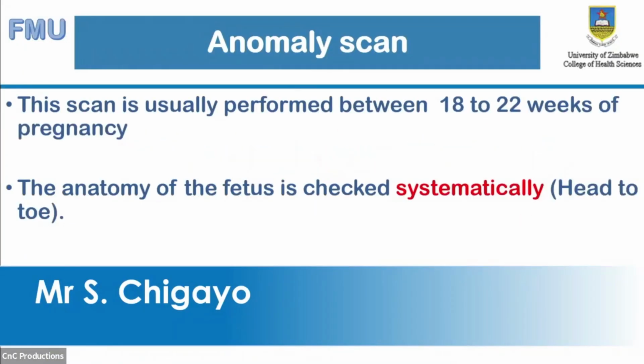So the scan is usually performed between 18 and 22 weeks of pregnancy. The anatomy of the fetus should be checked systematically from the head to the toes. So we are going to begin with the assessment of the fetal head.